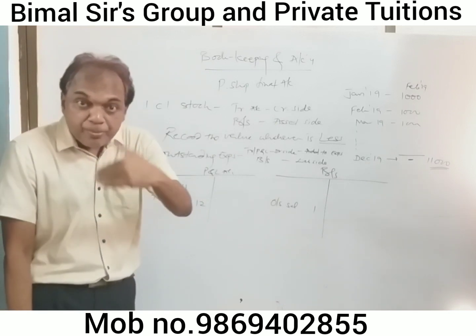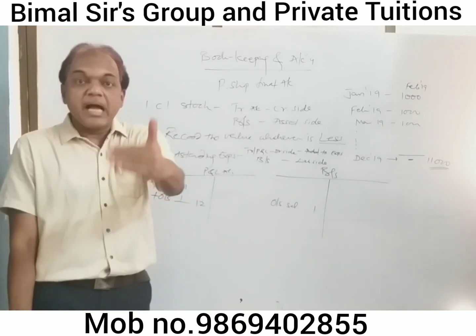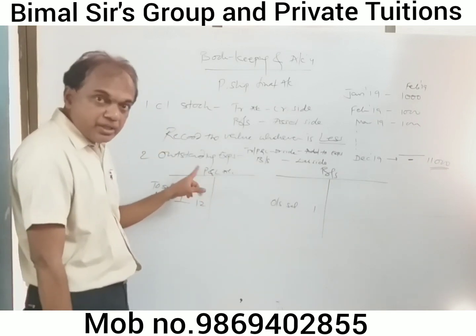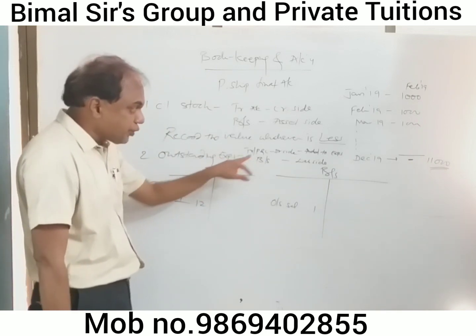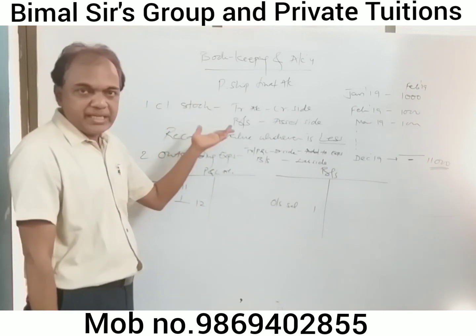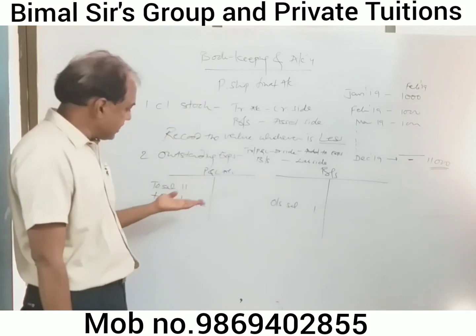Outstanding means still to be paid, still payable. I have not paid, I am bound to pay you. So I have to write where to record. First, record it by adding to your respective expenses. If it is related to the factory, then in the trading account. If it is related to the office, then write it down in the P&L account.